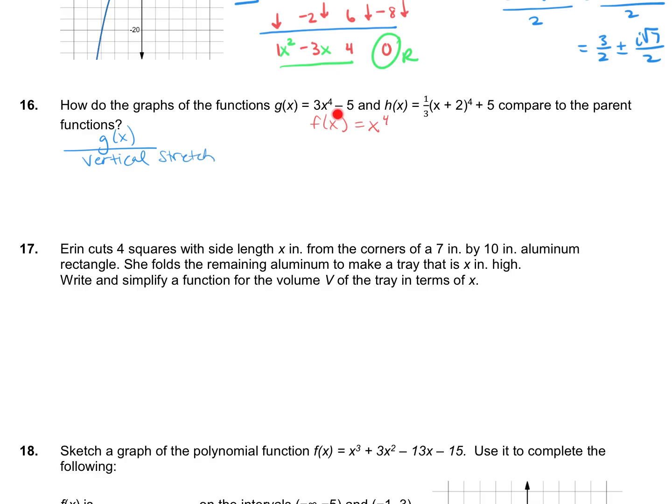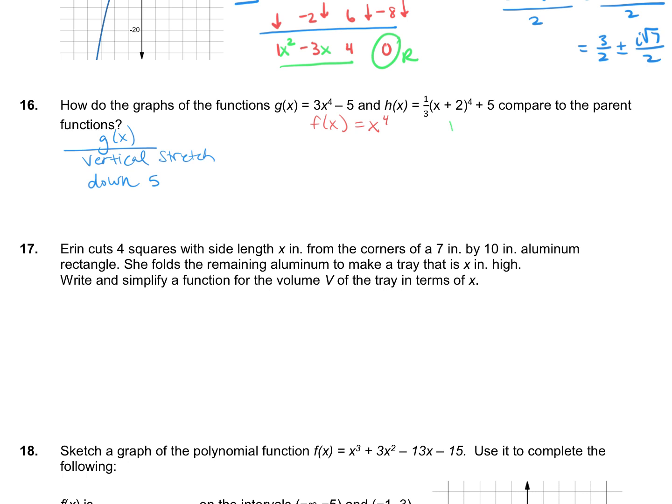Notice we are subtracting 5 off of the whole thing at the very end. That is a vertical shift, either up or down, because it's minus 5. That means we are going down 5 units. And that's how g of x compares to the parent function.